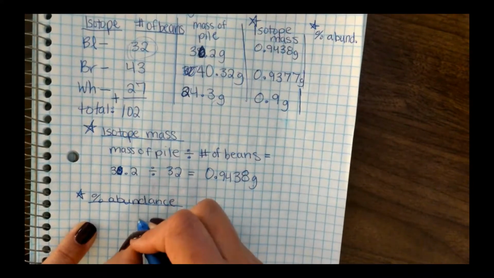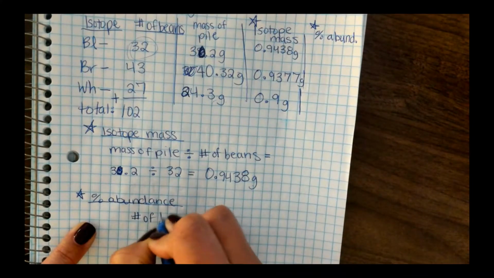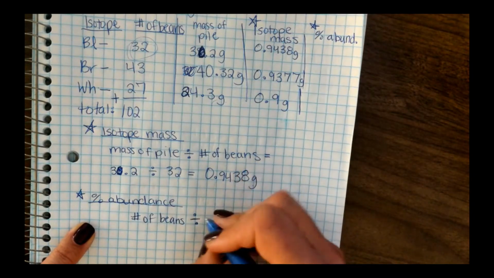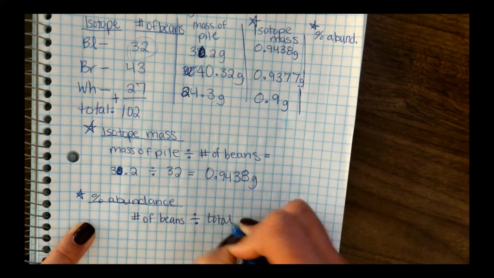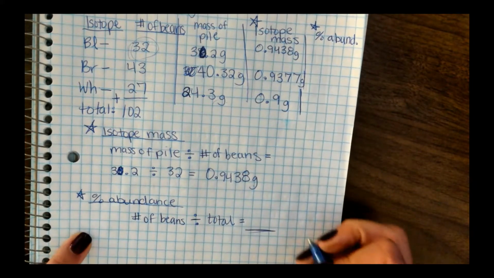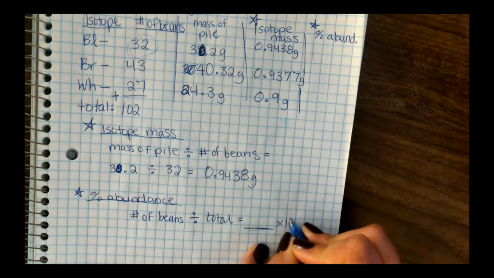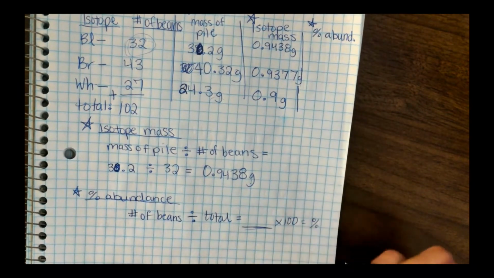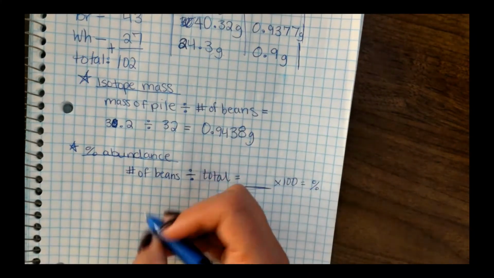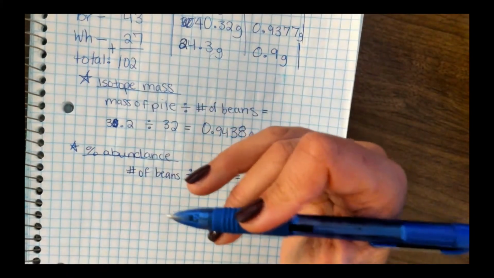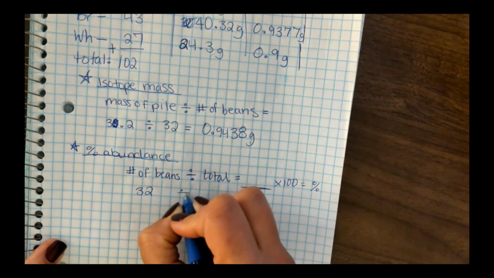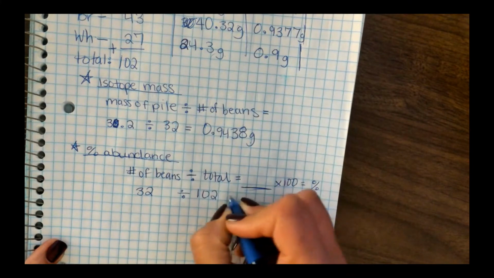Okay. So for percent abundance, you're going to take number of beans and you're going to divide it by the total number. You're going to get an answer. Once you get that answer, you multiply it by 1,000 to make it a percent. So again, show your work for the first line in your data table. So for me, I'm going to do 32 divided by 102.